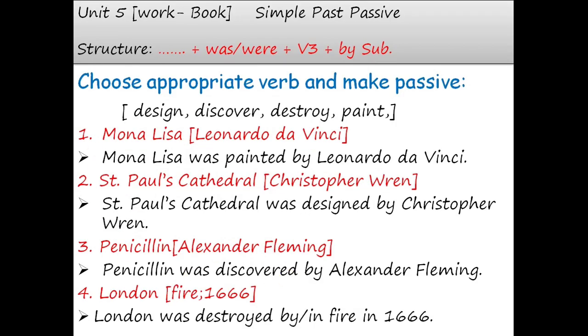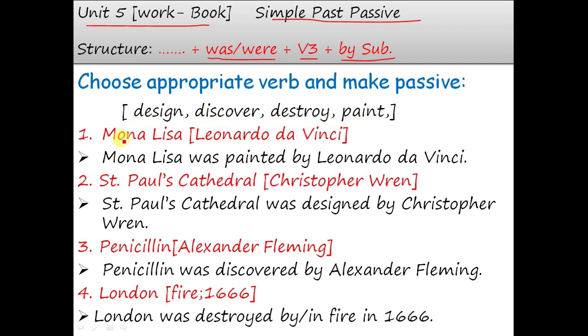So let's do practice of unit 5 workbook, simple past passive. And you know the structure of simple past passive is object and then was/were and then V3, and if you want to put the agent, use by plus subject. So let's do it. Choose the appropriate verb and make passive. So we have to choose the appropriate verb to make passive.